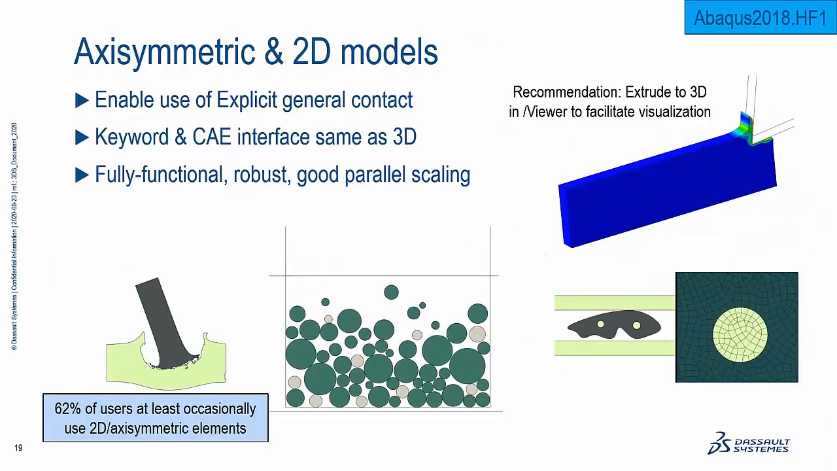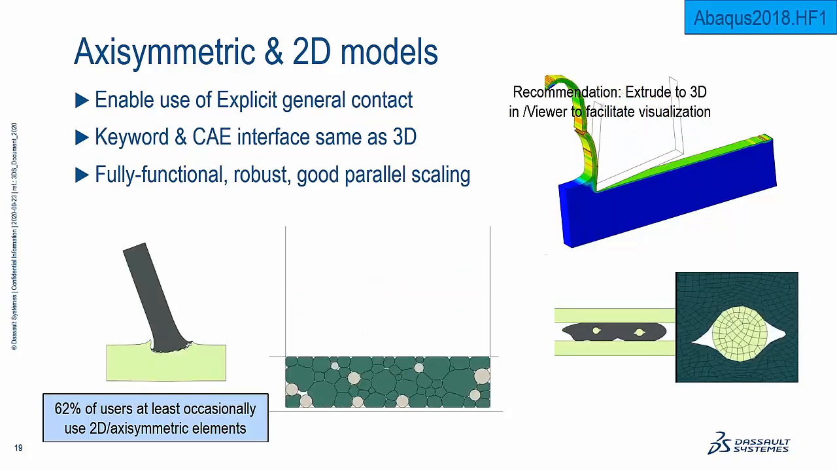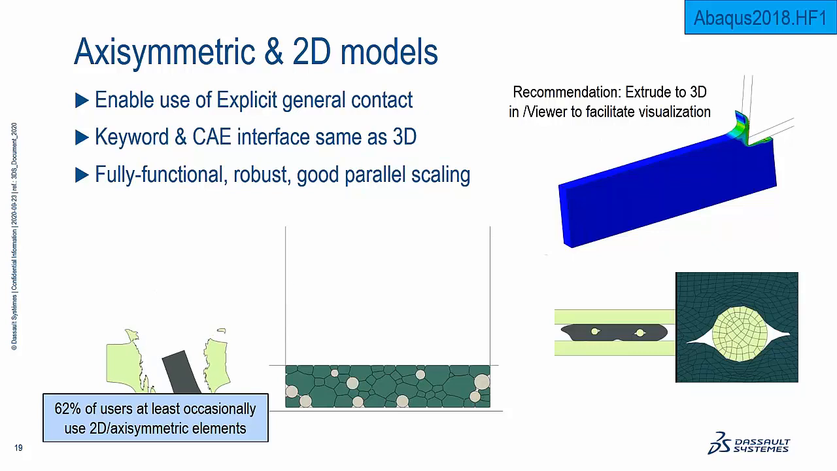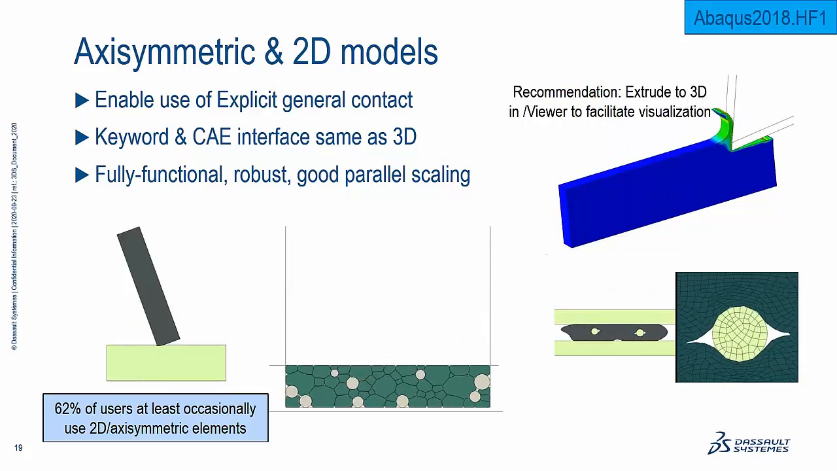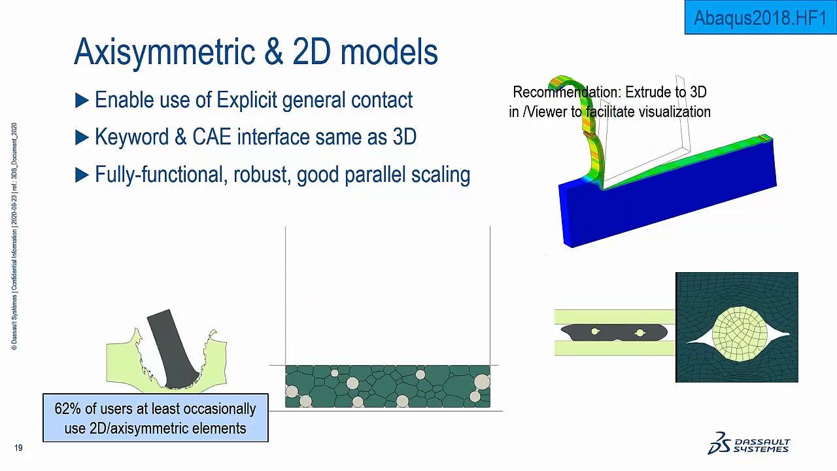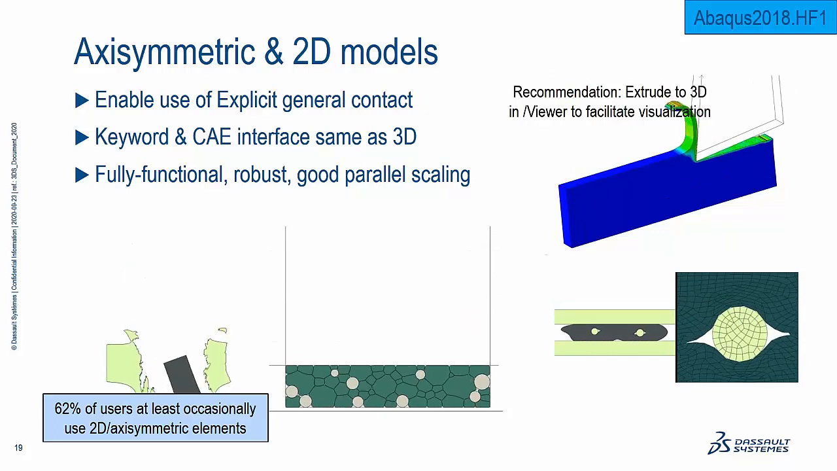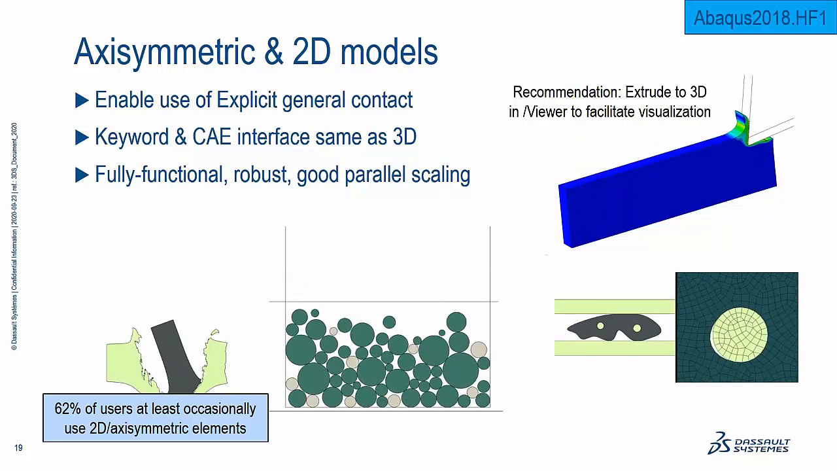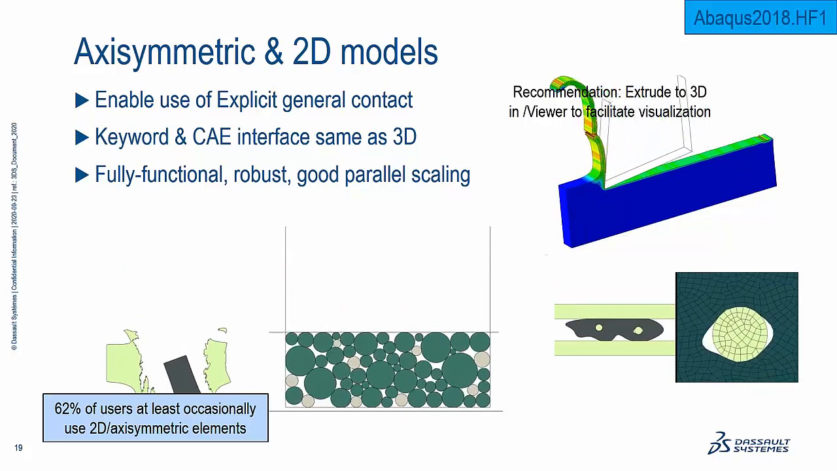The ability to model contact in axisymmetric and 2 dimensions, as a little blurb down the bottom says, better than 60% of users at least occasionally use axisymmetric and 2D models, and the reasons for that are obvious. You do your early design analysis when you can do tens, hundreds, thousands, tens of thousands of trade-off studies, doing them in 2D space, so that you don't have to go through that expense in 3D. It greatly expands the design space, gives you more possibilities for robust design.